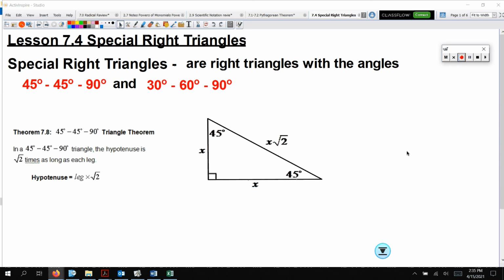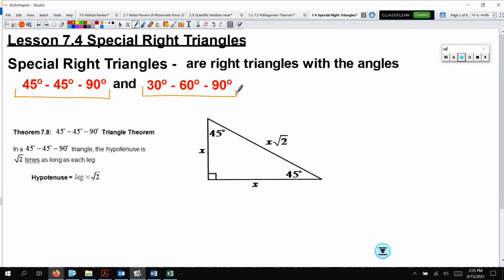All right, today's lesson is lesson 7.4, special right triangles. We are skipping over 7.3 in case you think I forgot how to count. Anyway, there are two types of special right triangles. One has the angles 45, 45, 90, and the other has a measure of 30, 60, 90. I'm referring to the interior measures of the angles of each of the triangles.